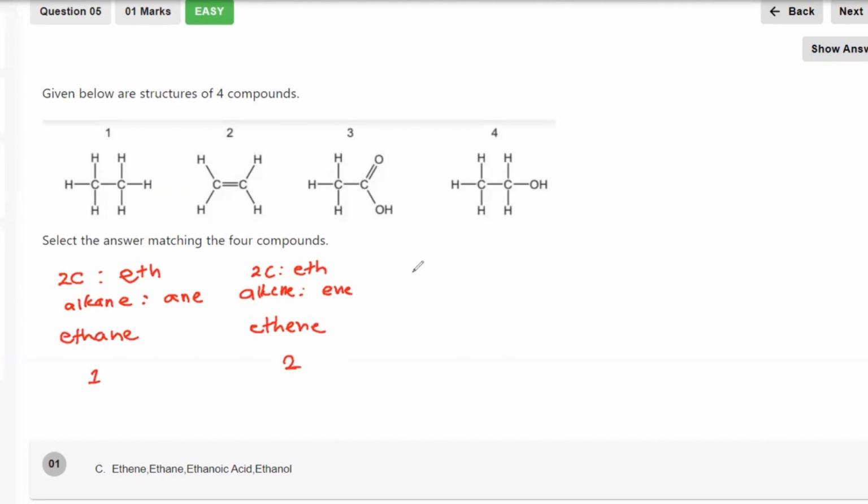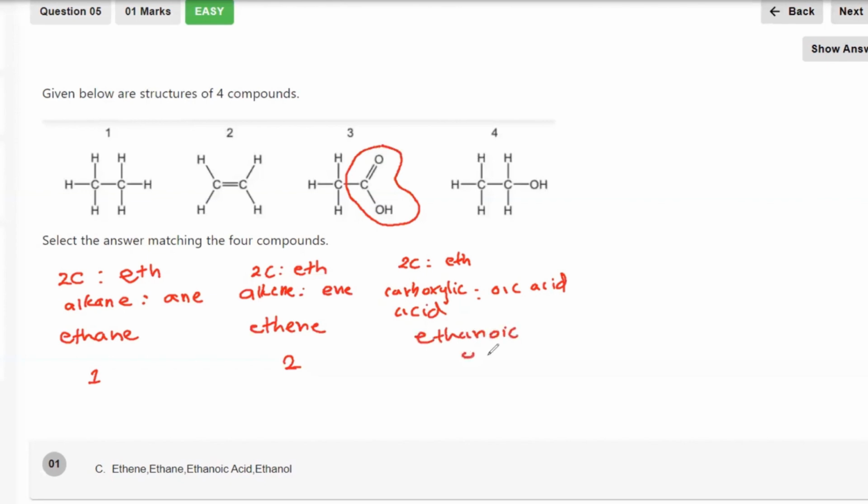Third one also has 2 carbons. So the prefix would be eth. What about the suffix? See here, we have the functional group C double bonded O and OH. And that is the functional group for a carboxylic acid. So the suffix would be oic acid. Combining these two, we have the name ethanoic.